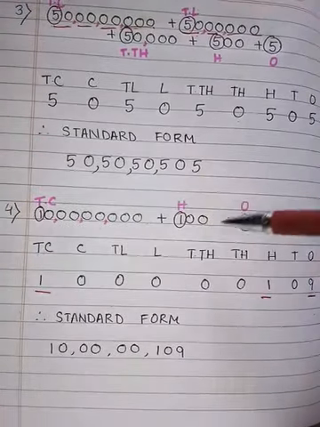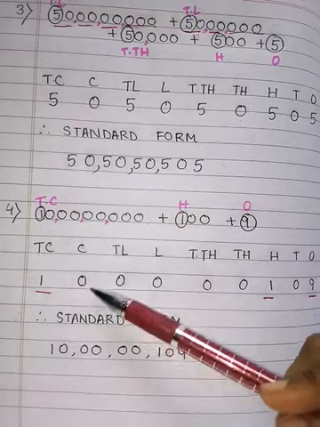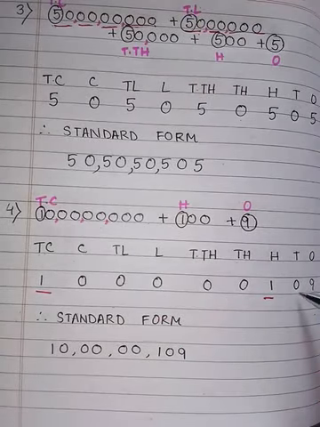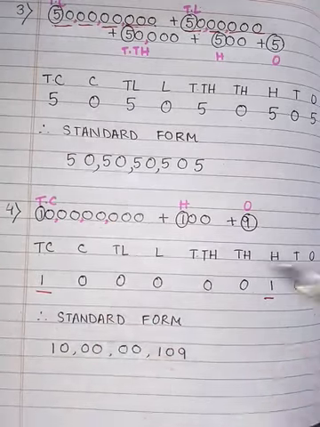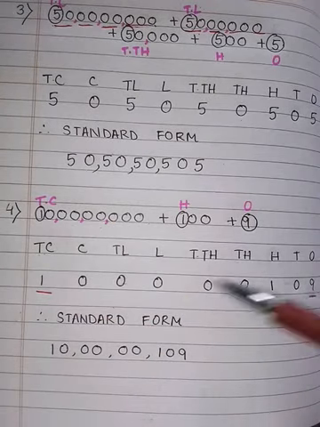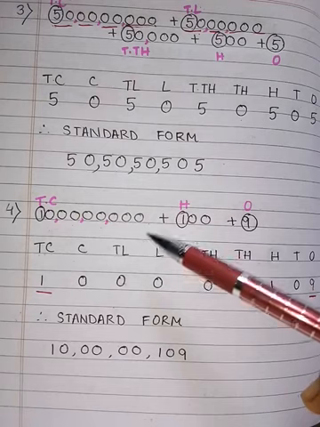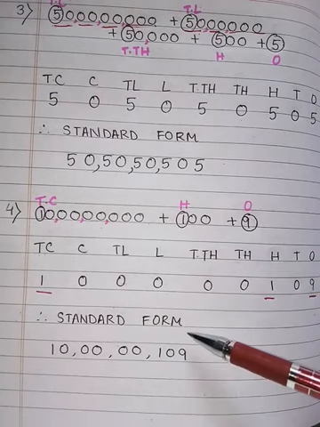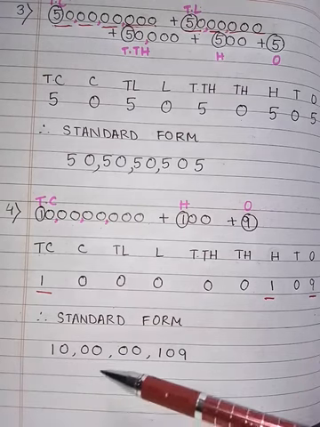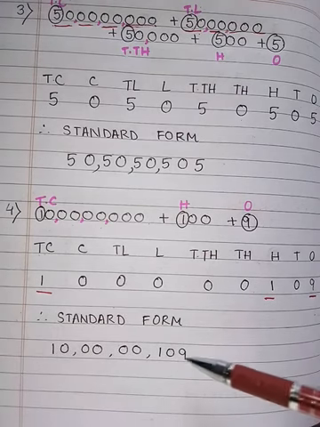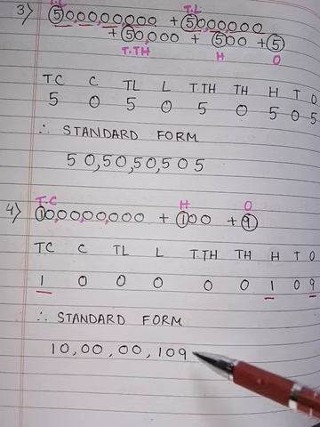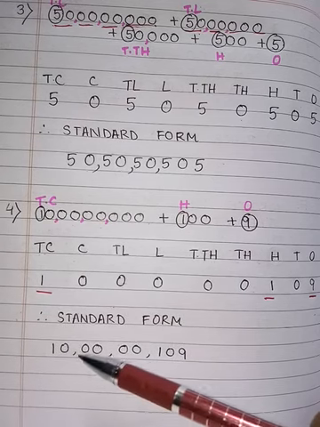Other place value digits are not here, so write down 0. All the zeros will be here. Except 10 crore, 100 and ones, the others will be 0 because no digit is there in those places. So what will be the standard form? 1000000109. Then put the comma from the right hand side after 3 digits, then after 2, after 2.